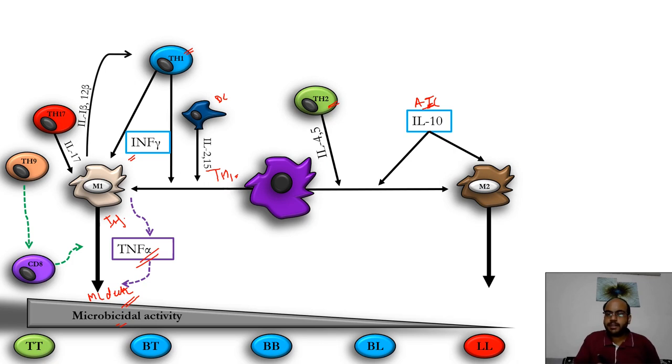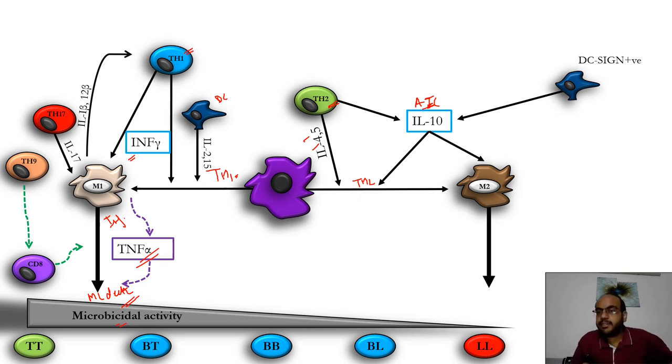TH2 subset, I told you that formation of M2 is because of TH2. So, the TH2 subset, by the action of interleukin 4 and 5, which are the TH2 cytokines, there will be more M2. TH2 will further increase interleukin 10 so that more M2 is formed.